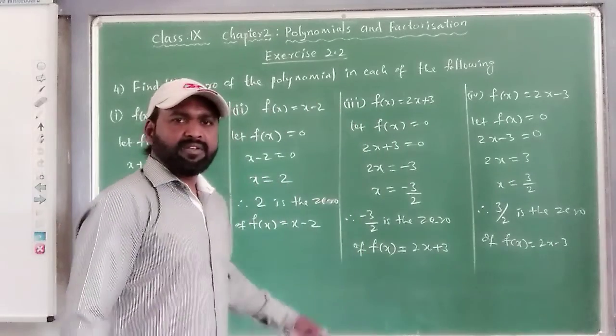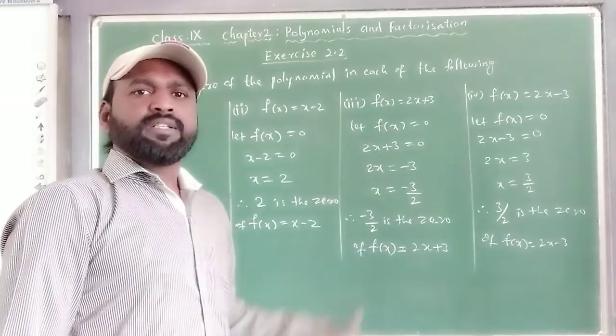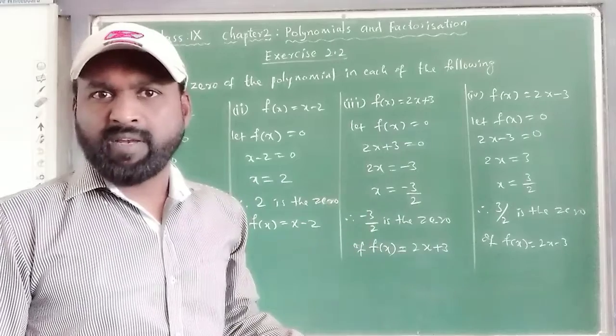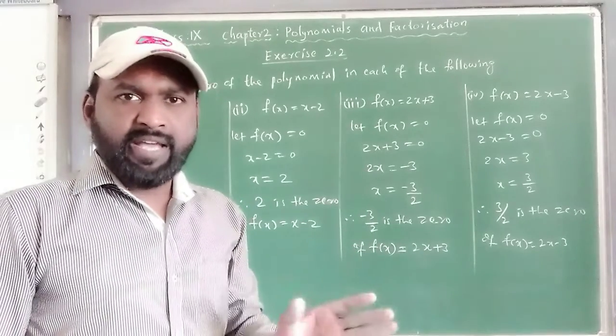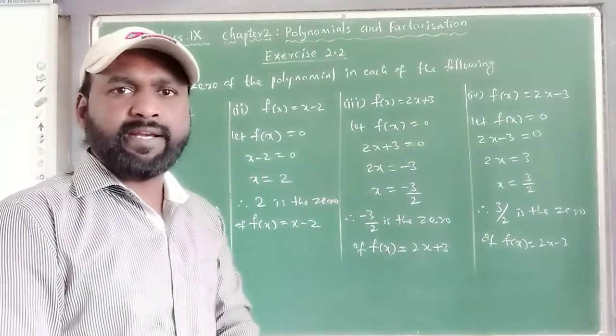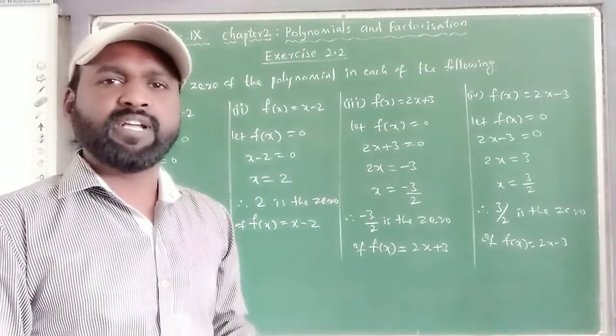Hope you understood this solution. Very simple. So in order to find the 0 of the polynomial, just take the entire polynomial itself equal to 0. Then in the polynomial, whatever variable is involved, keep only that variable on the left hand side. The rest, all you have to transpose to the right hand side. So that last value, whatever you get, that is the 0 of the given polynomial.